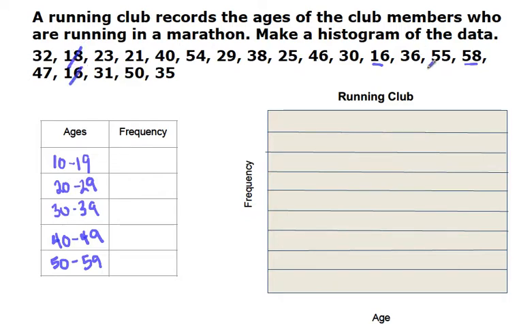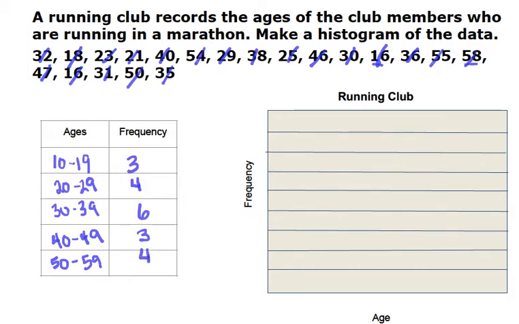Okay, so now I'm going to look for all the frequencies for 10 to 19-year-olds, and I have 1, 2, 3. This makes it pretty easy because I'm just looking for that digit in the tens column. 20 to 29, I have 1, 2, 3, 4 of those. 30 to 39, 1, 2, 3, 4, 5, 6. 40 to 49, 1, 2, 3, and 50 to 59, 1, 2, 3, 4.